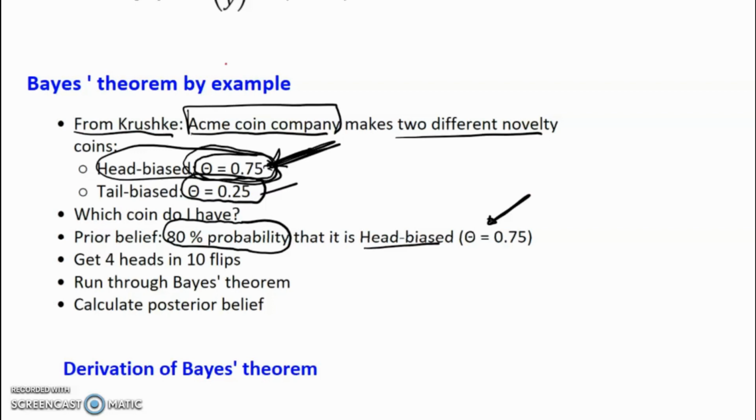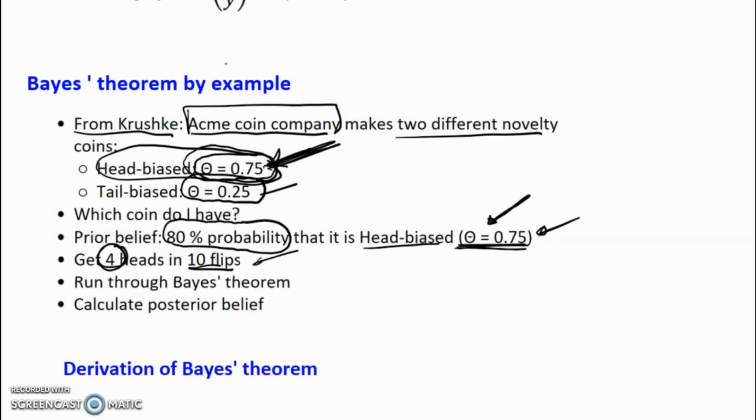So then I do a little experiment where I flip the coin 10 times, and I observe 4 heads in those 10 flips. And that's a little bit of a surprise to me, because if my informant was correct, and I actually had a head biased coin with theta equal to 0.75, I'd expect to get more than 4 heads in 10 flips. So I'm somehow going to have to reconcile my prior belief with the data that I obtained.